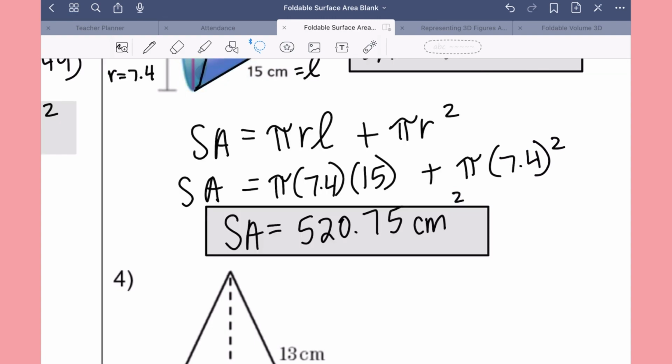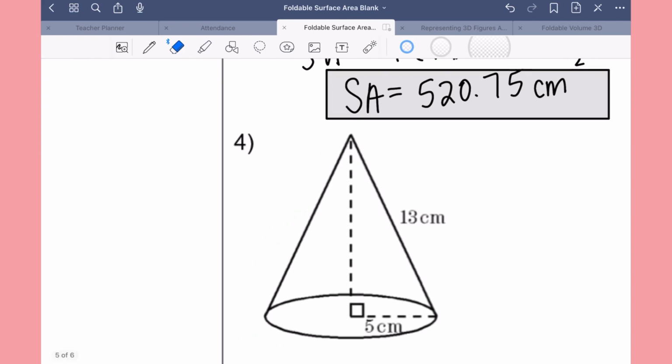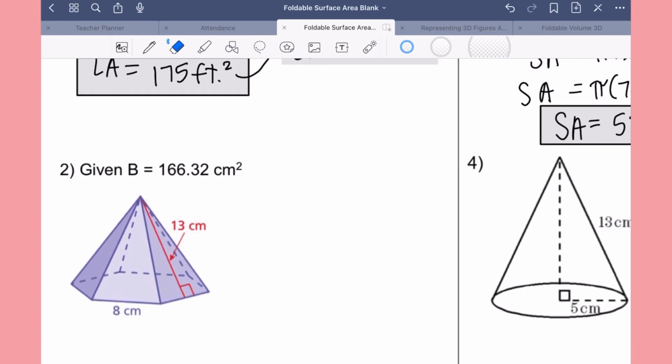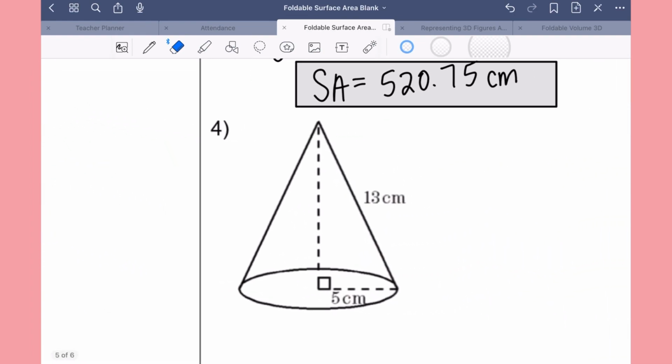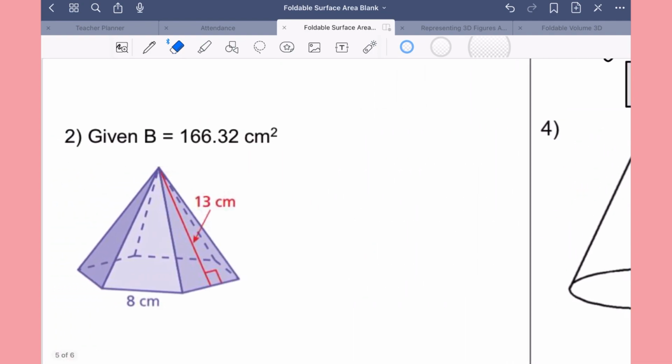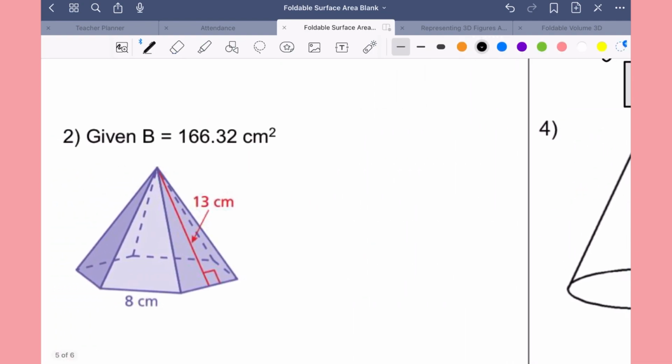And we're done. Okay, you're in charge of these two, number 2 and number 4. Okay, number 2 and number 4. If you need help, ask for help and check your work. Just make sure that you did it right. Okay, have a good day.